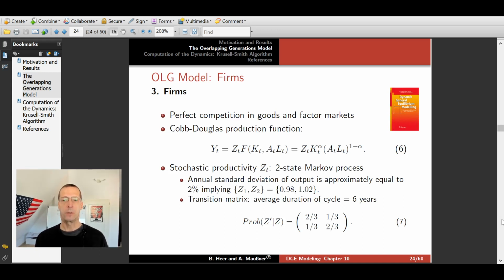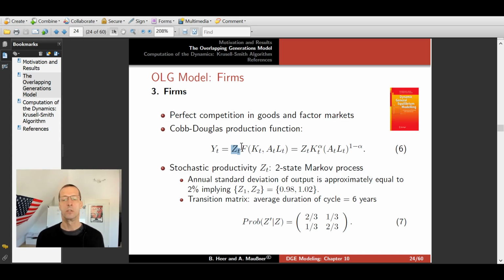The production sector is characterized by perfectly competitive firms, both in the goods and the factor markets, so that factor prices are equal to the marginal products of labor and capital, respectively. Production is a Cobb-Douglas production function in aggregate capital K and aggregate labor L times aggregate labor productivity, A_T L_T. It's Cobb-Douglas, where we choose the production elasticity alpha equal to 0.35 in accordance with empirical estimates for the United States. And we have the stochastic technology here, stochastic productivity Z_T, which follows a two-state Markov process.